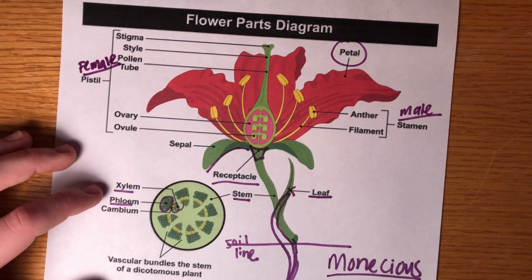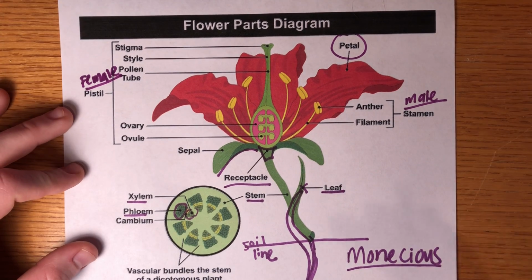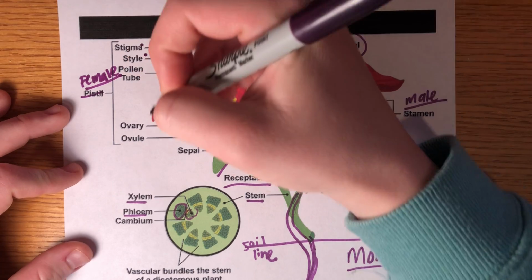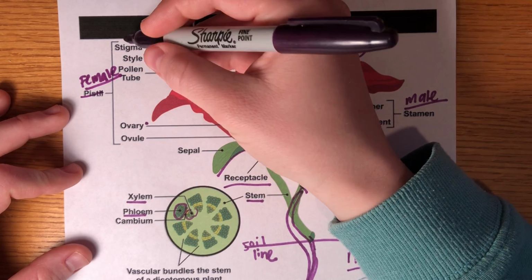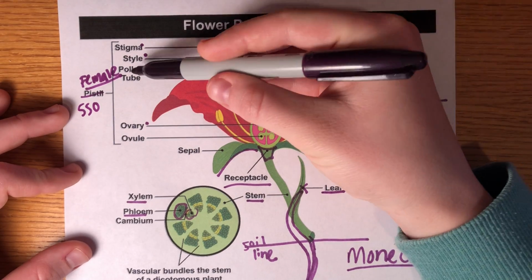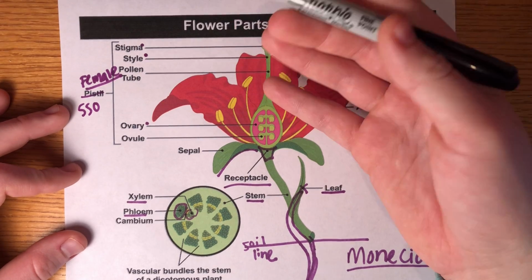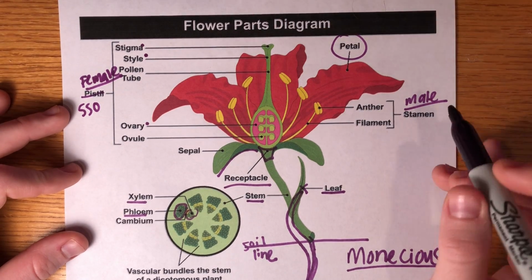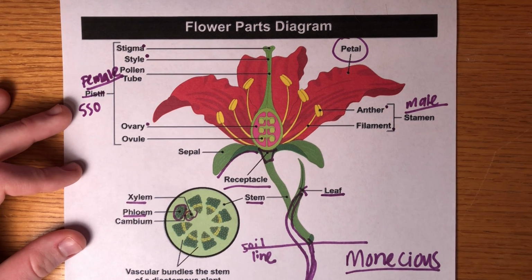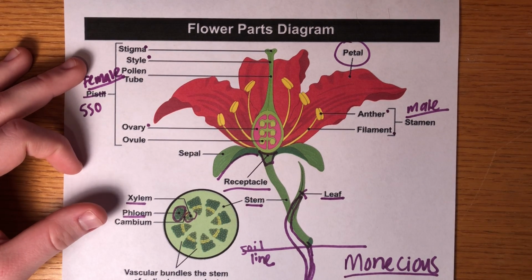So we will start over here with the pistil. All right, so the main three parts of the pistil are the stigma, style, and ovary. So we always looked at it as SSO. These other parts are also important, but these are the main parts of the female part that we need to know. And then for the male, we have an anther and a filament. Okay, so going back to the female part, like I said, stigma, style, ovary.